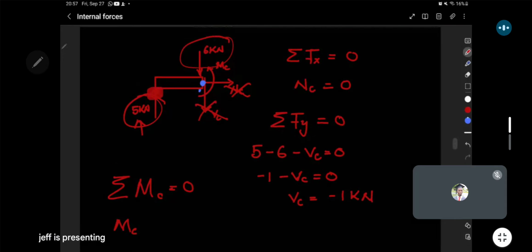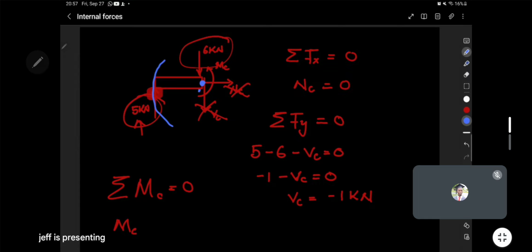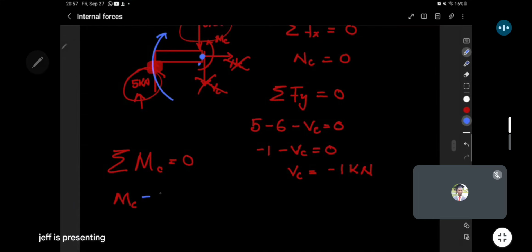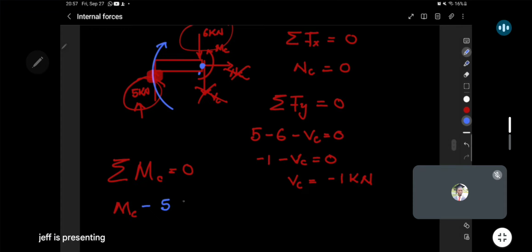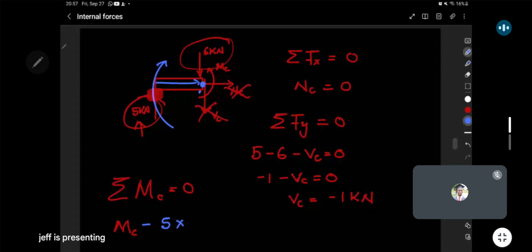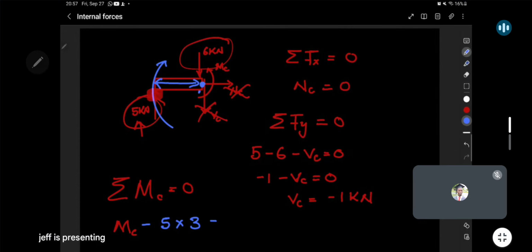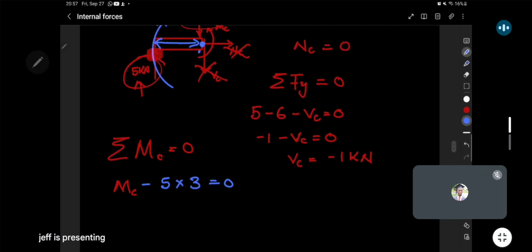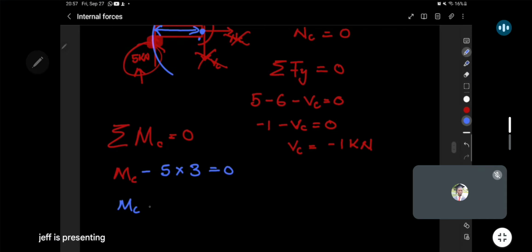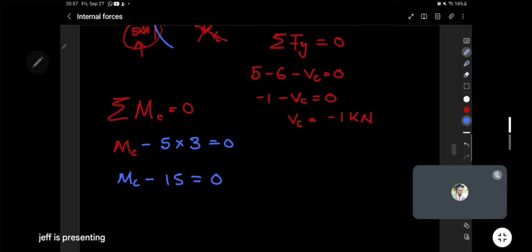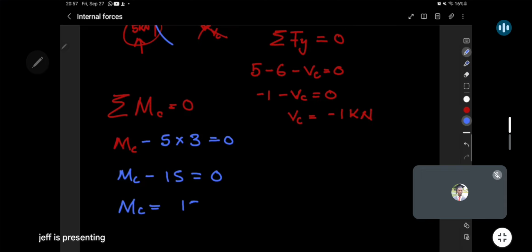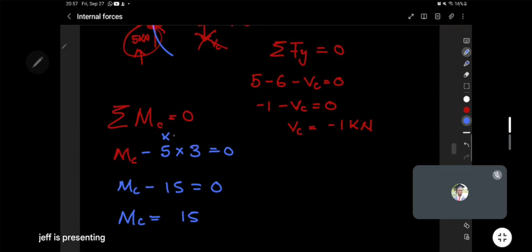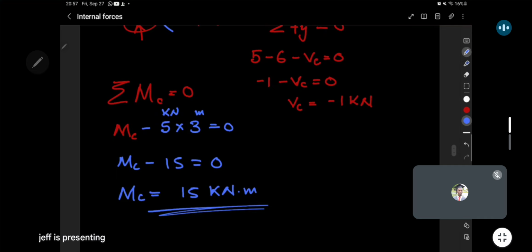But for the 5 kilo, you have to see that it will be causing a clockwise rotation. So it's going to be a minus 5 kilo, multiplying the distance from C, 3 meters. So it will be multiplying 3, and will equate to 0 there. When we do the math here, this will be MC minus 15 is equal to 0, so MC will be equal to 15. Don't forget, the 5 had a kilo, the 3 had a meter, so the 15 here will have the kilonewton meter. So this is going to be our bending moment there.